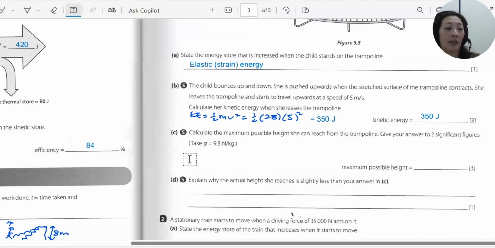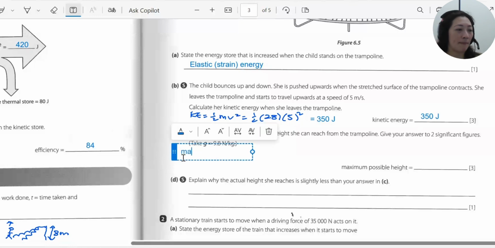Give your answer to two significant figures. So remember, this is like the arrow question, right? Her kinetic energy will then be converted to gravitational potential energy because as she moves upwards, she comes to a stop. That's the maximum potential height that she can reach. That means the maximum gravitational potential energy she will have would be equal to the maximum kinetic energy, which she has as she just left the trampoline.